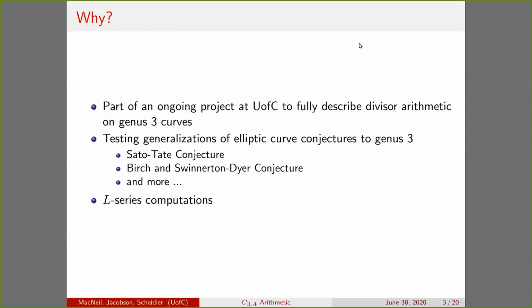Why is this significant? Well, this is part of an ongoing project at the University of Calgary to fully describe divisor class group arithmetic on genus 3 curves. I have colleagues who worked on the hyperelliptic curves while I worked on the genus 3 non-hyperelliptic curves, C3-4 curves. This is useful in testing generalizations of elliptic curve conjectures to genus 3. This includes the Sato-Tate conjecture, the Birch and Swinnerton-Dyer conjecture, among others. Even more broadly, this is useful in computing L-series of genus 3 curves, which is a part of testing these curve conjectures.